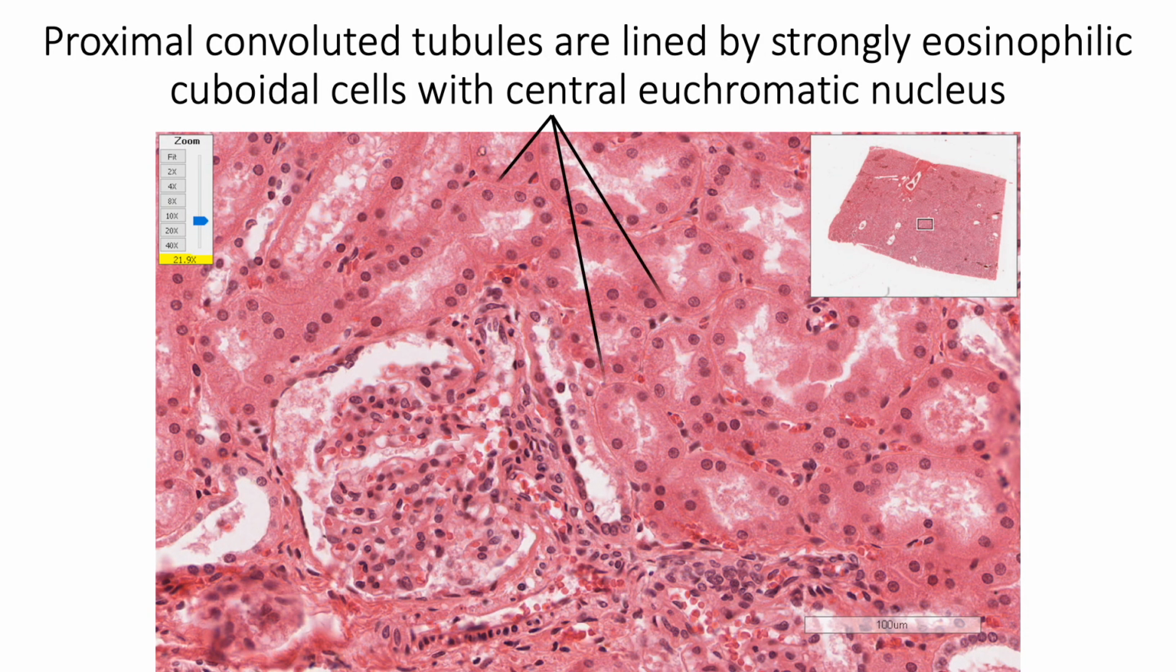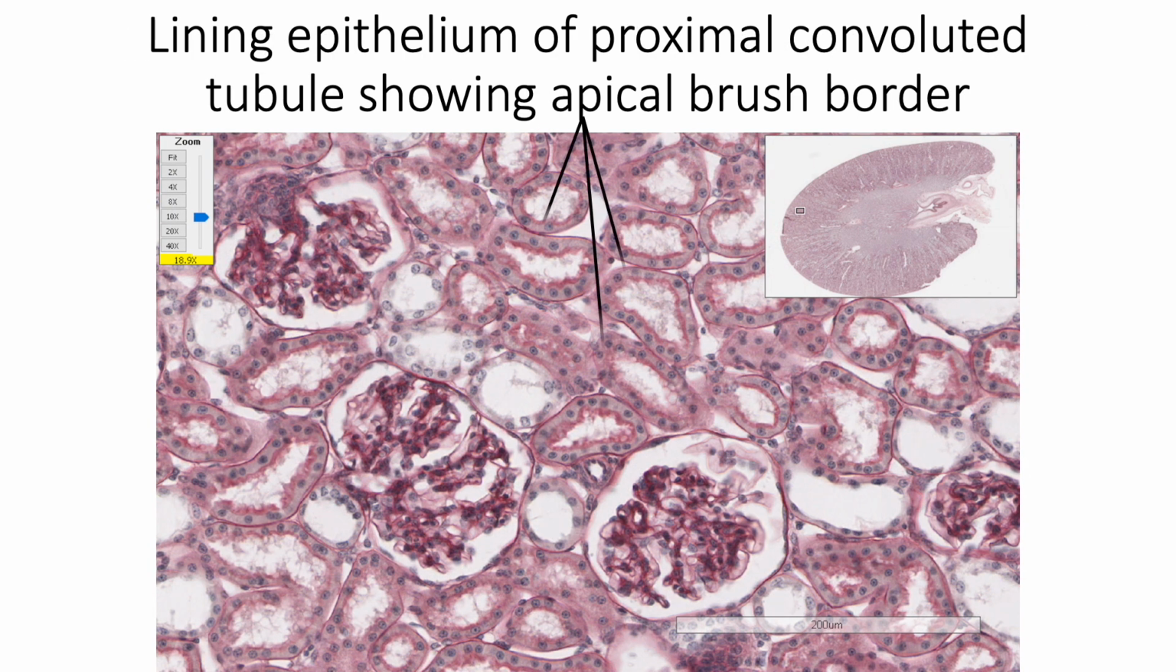Proximal convoluted tubules are lined by strongly eosinophilic cuboidal cells with central euchromatic nucleus. Apical surface of these lining epithelial cells of proximal convoluted tubule show brush border as seen in this PAS stained section, and their basal surfaces also show infoldings. Both these features suggest resorption function of the lining cells of PCT.